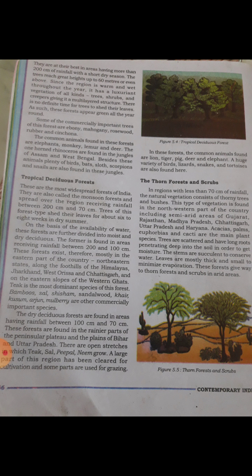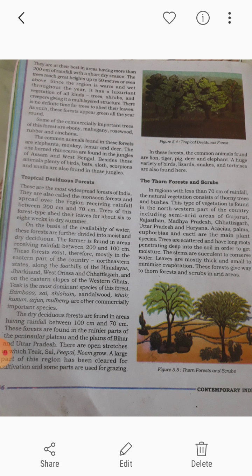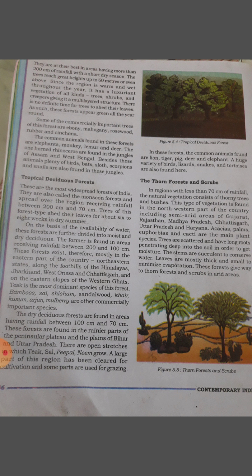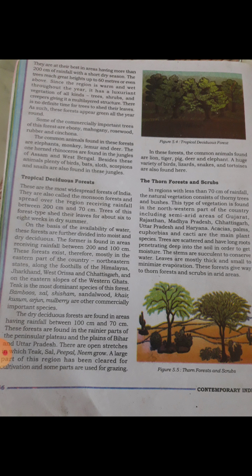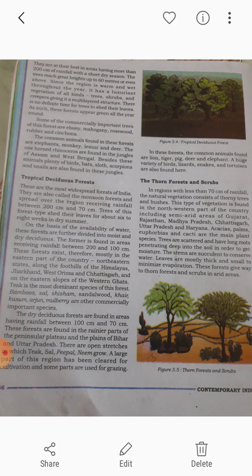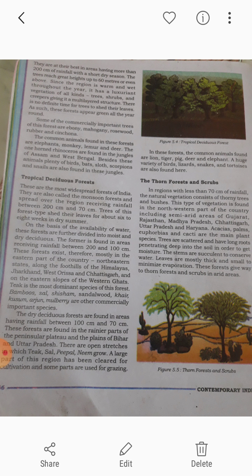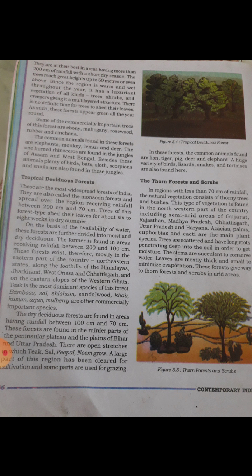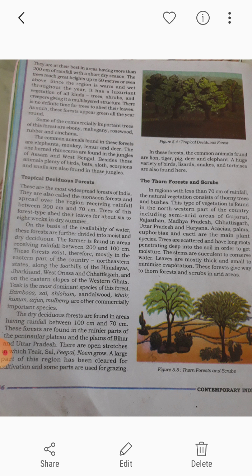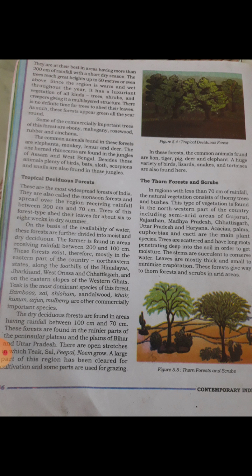Some of the commercially important trees, the ones we can cut and which are used for furniture, are mahogany, ebony, rosewood, rubber and cinchona. Animals found here include the horned rhinoceros, birds, bats, sloths, scorpions and snails. Clear, children? So it has been said, children, that if you cut one tree, you need to plant two. Next one is the tropical deciduous forest. These are also widespread forests in India.